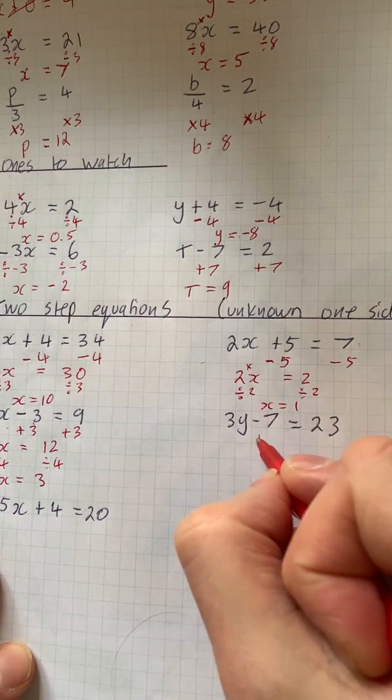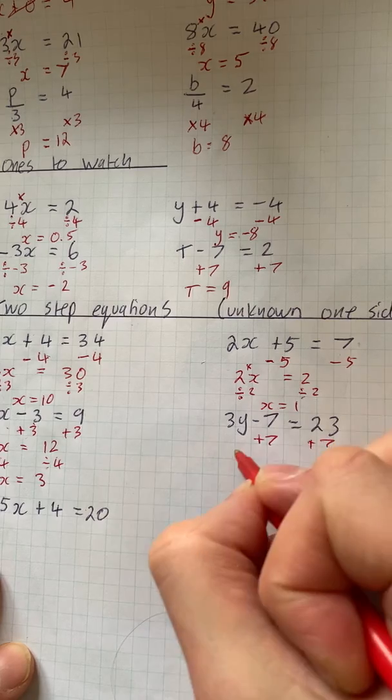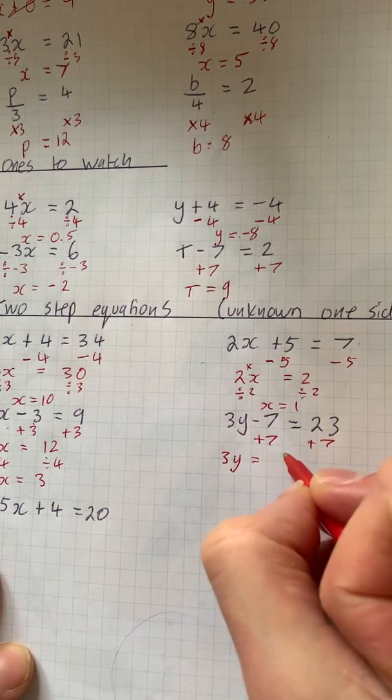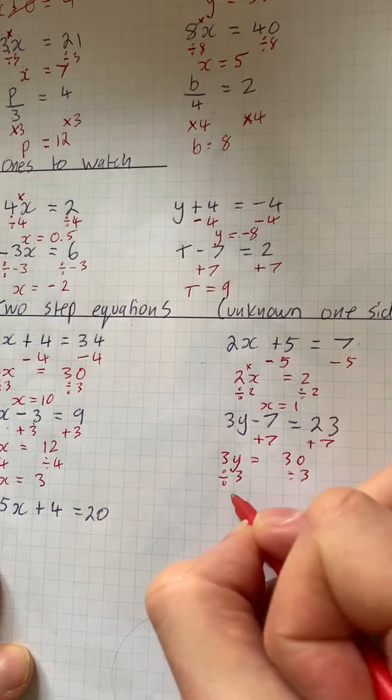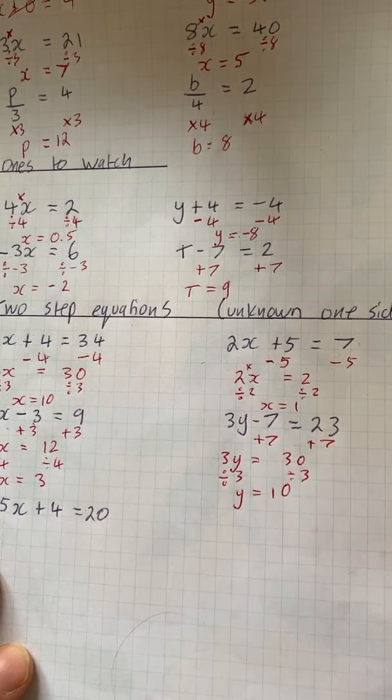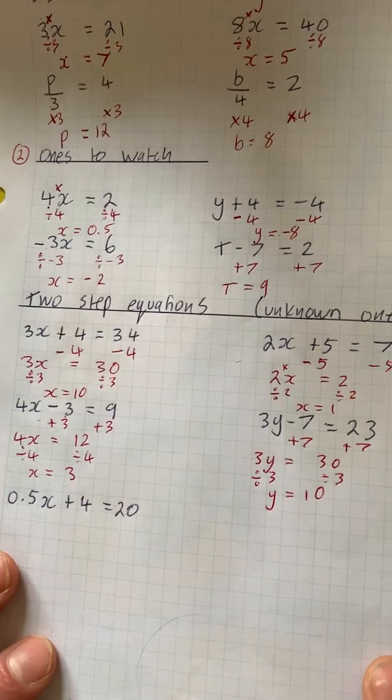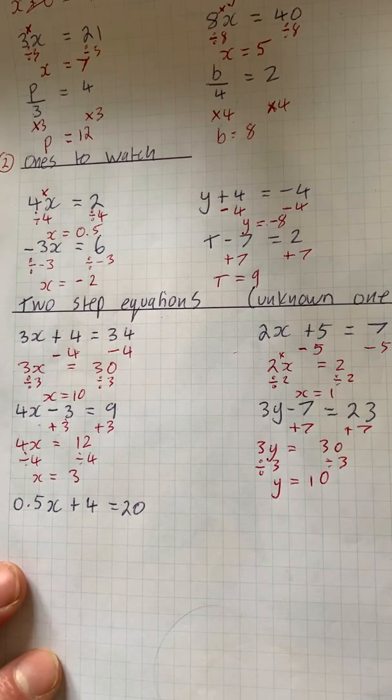Same with this one, so we add 7 to both sides. So we've got 3y is equal to 30, divide by 3, so y is equal to 10. Now these are the most common two-step equations that you'll see.